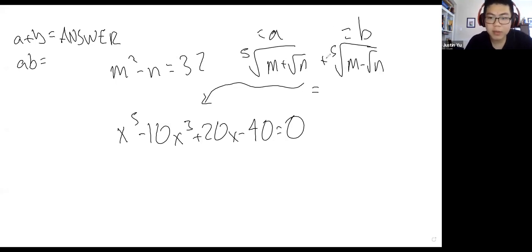You see that when we multiply these, we have to multiply the insides. So we multiply these two, but this is a difference of squares. So when we multiply A and B, we get the fifth root of m squared minus n. That's the fifth root of 32. So that's 2. Nice.